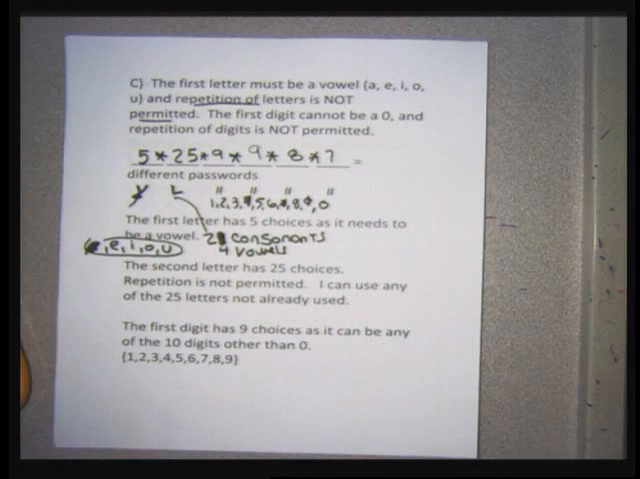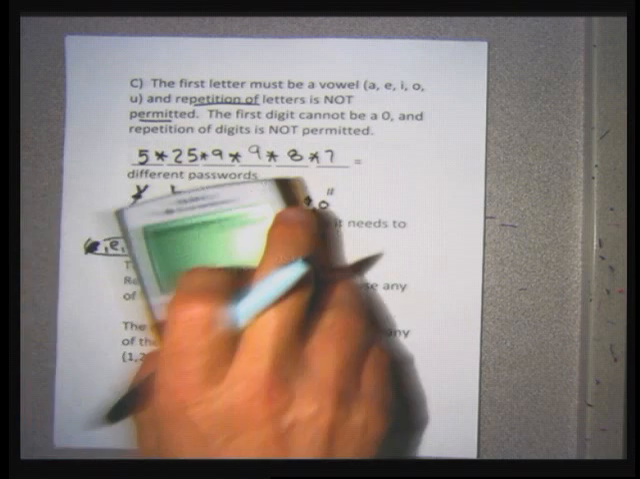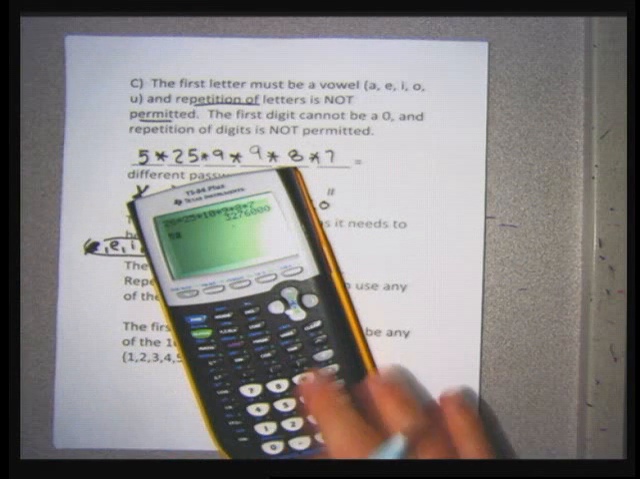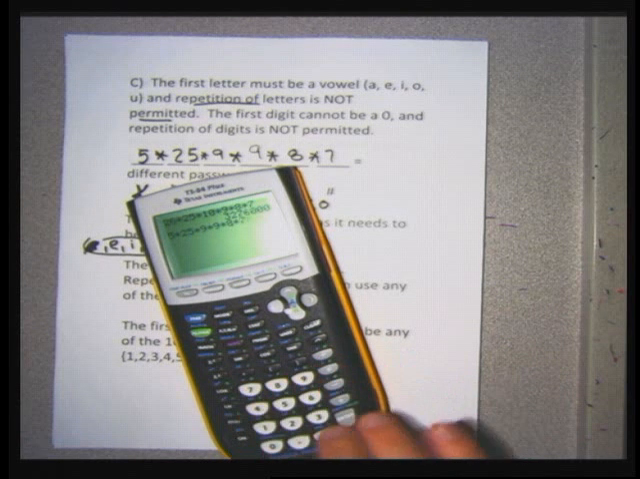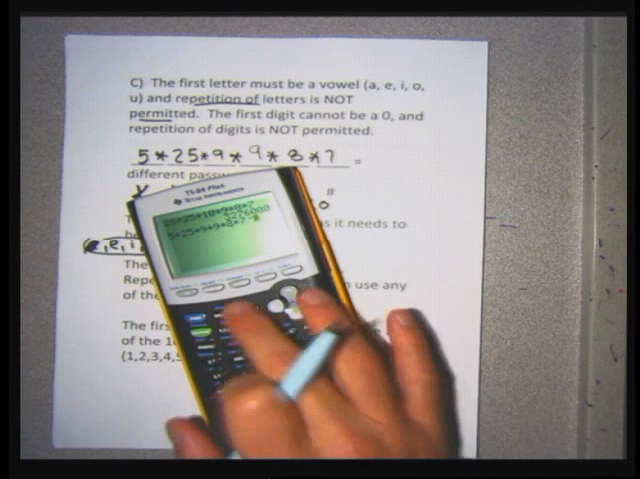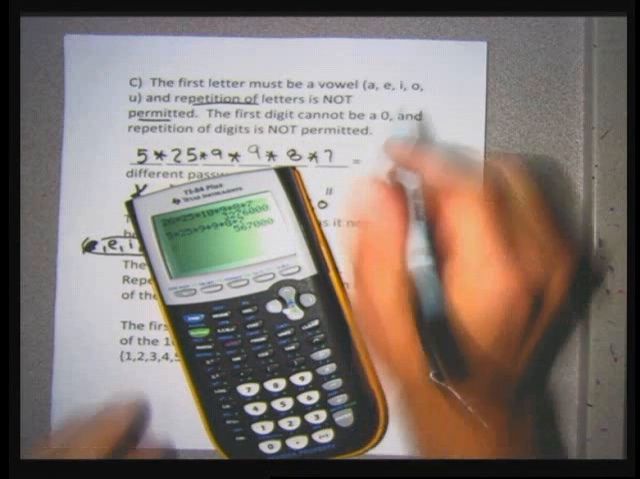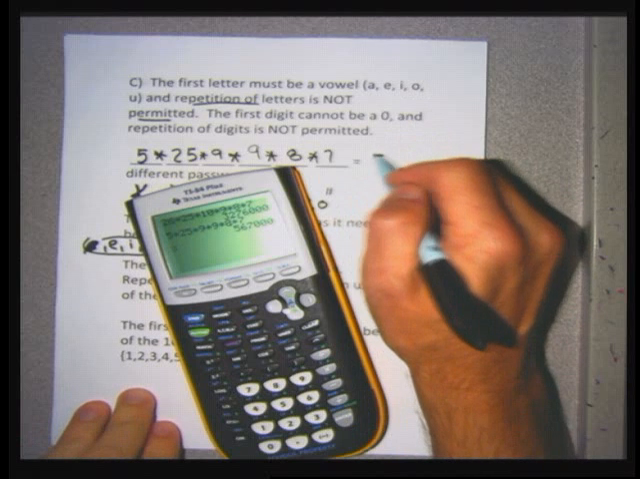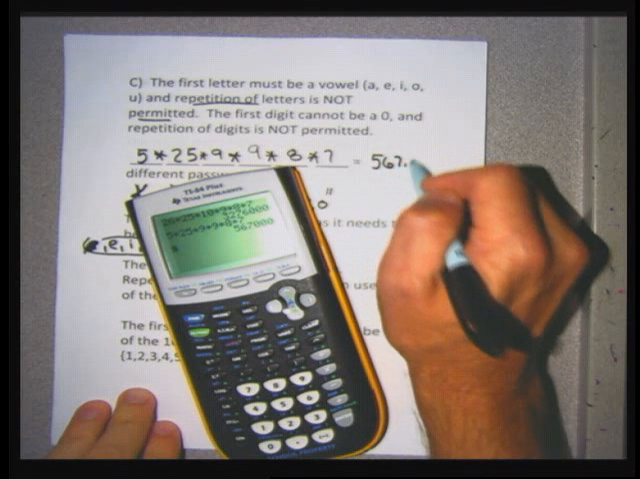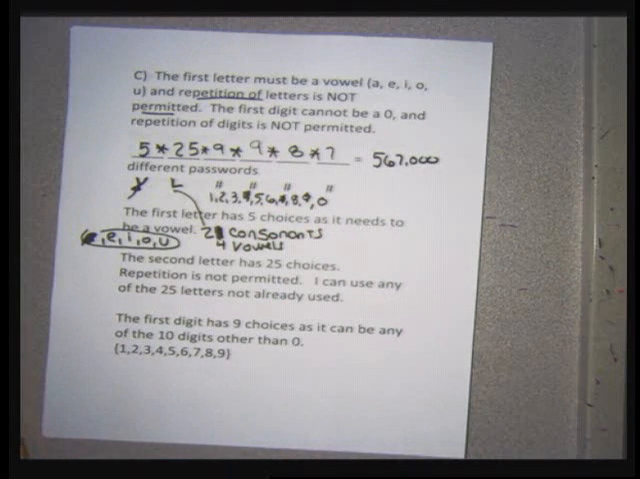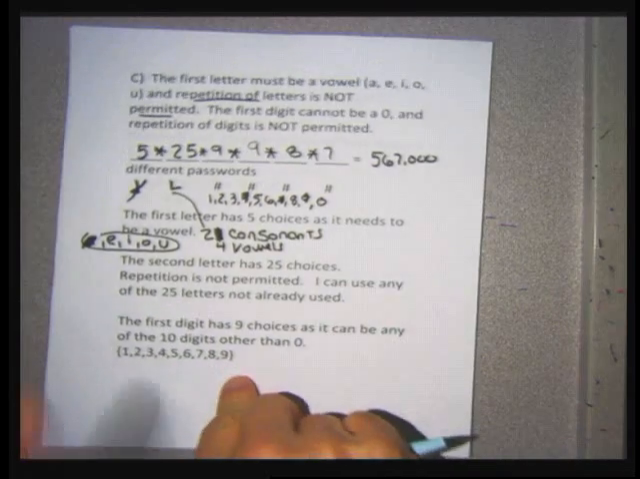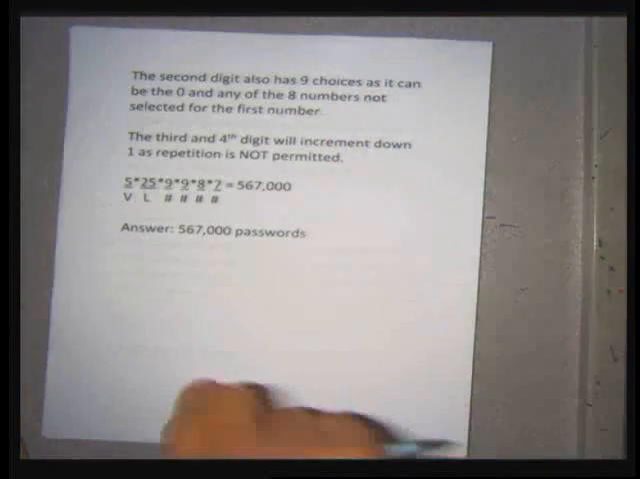We'll do more of these if that one example wasn't enough to make you a pro at it. So let me do this: 5 times 25 times 9 times 9 times 8 times 7, and you get 567,000. That's quite a bit less than the 6 million that we started with and the 3 million that we came up with in the second situation. Again, the rest of this is just a write-up explaining how I get to the 567,000.